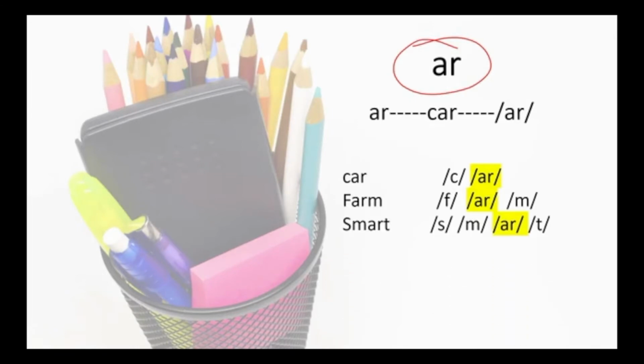A word like smart has 4 sounds, s-m-art, and that AR comes together. Notice how the R controls the sound of that A. A word like arch has the R sound coming at the beginning of the word, so AR can come at the beginning of the word as well.